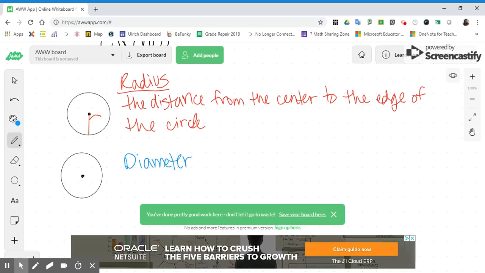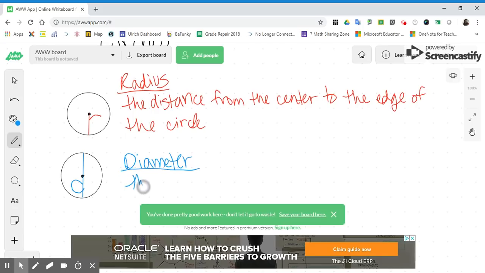D-I-A-M-E-T-E-R. Diameter. So the diameter goes all the way across the circle. So we're going to go through the center, but all the way across. And the way I remember that is by turning that line all the way across into a D, like a lowercase d, D for diameter.